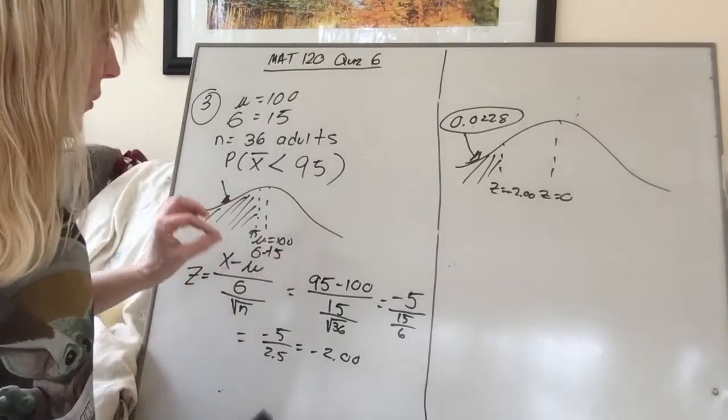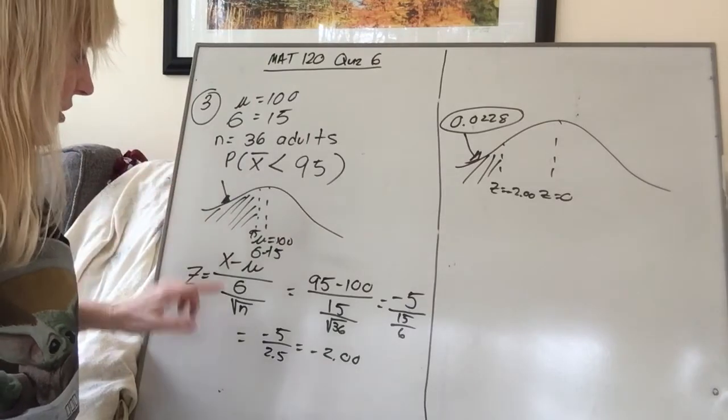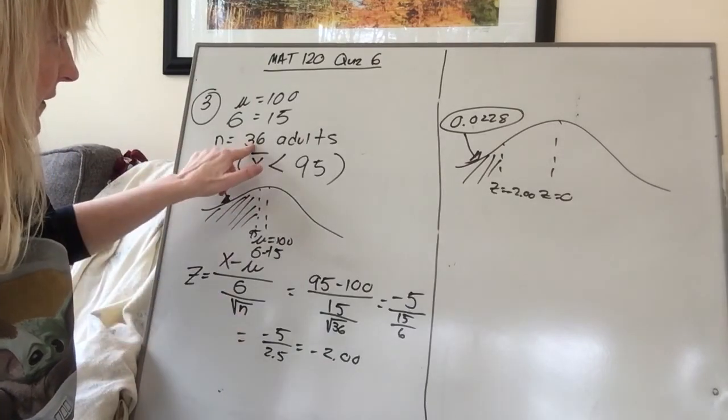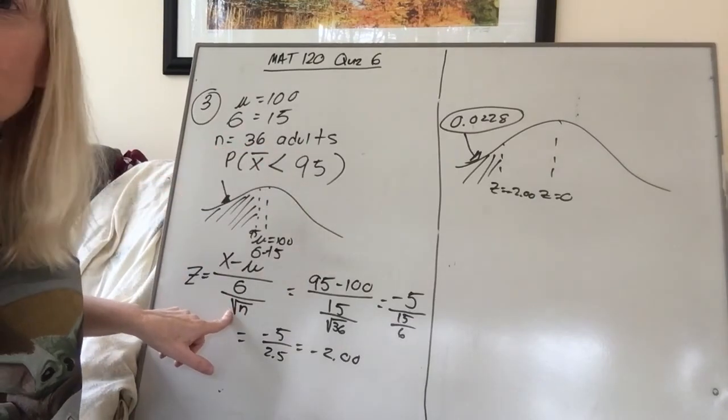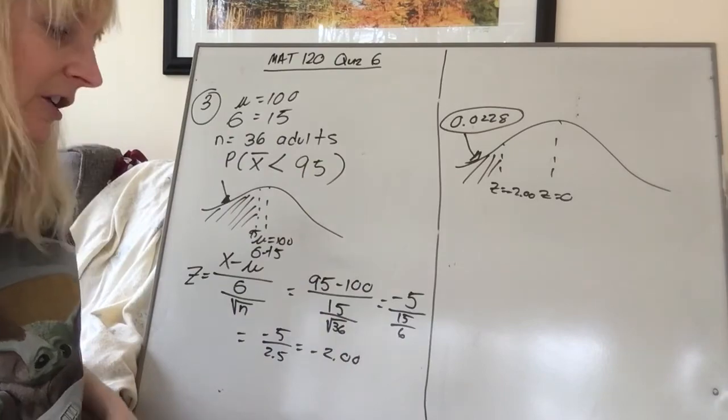Okay, so the only difference on number 3 for this quiz is that when you do the z, you have to put the square root of n, the sample size, on the bottom. Okay, you guys, that's the only difference. Then it's the exact same procedure.